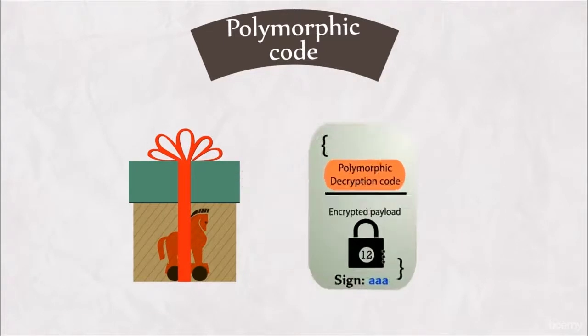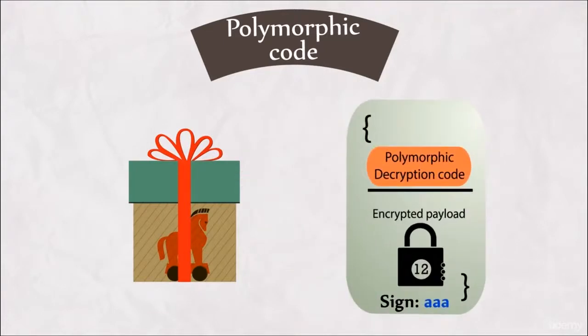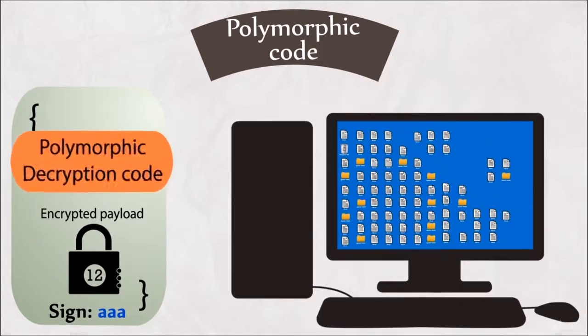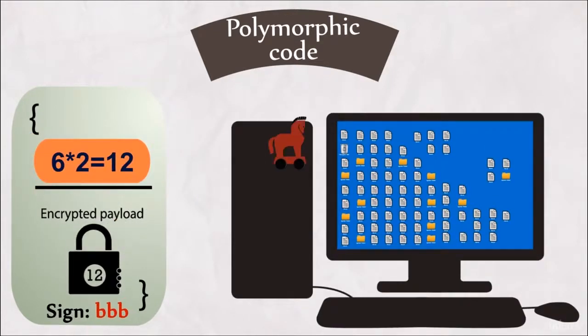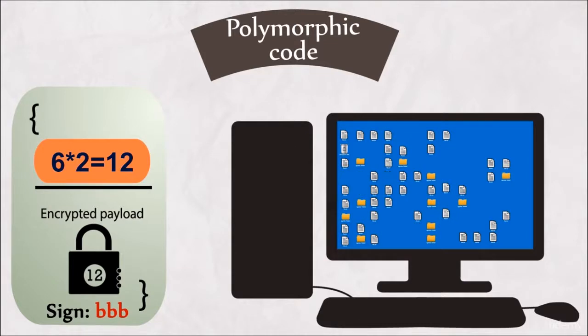Polymorphic code. As the name says, polymorphic code is the code that changes itself each time it runs, but the function of the code or its semantics will not change at all. For example, if the key to deliver the payload is 12, the code used to achieve this result varies, such as 6 by 2 or 2 by 6.